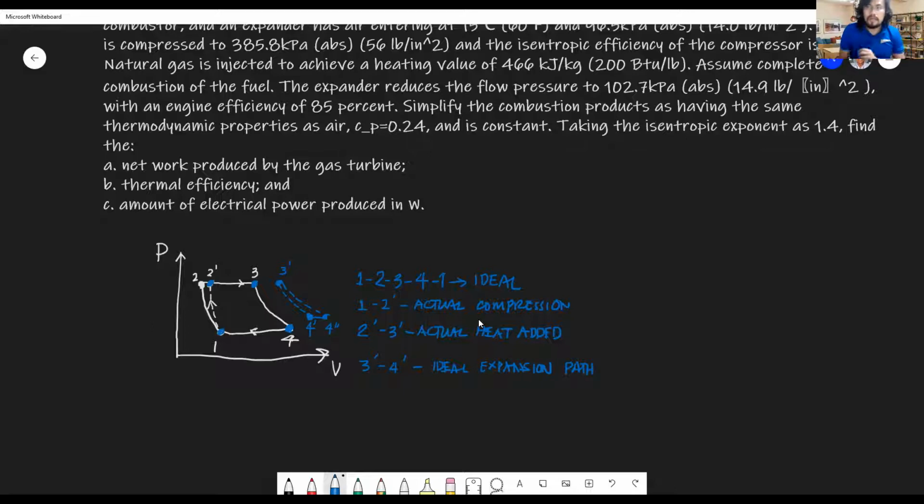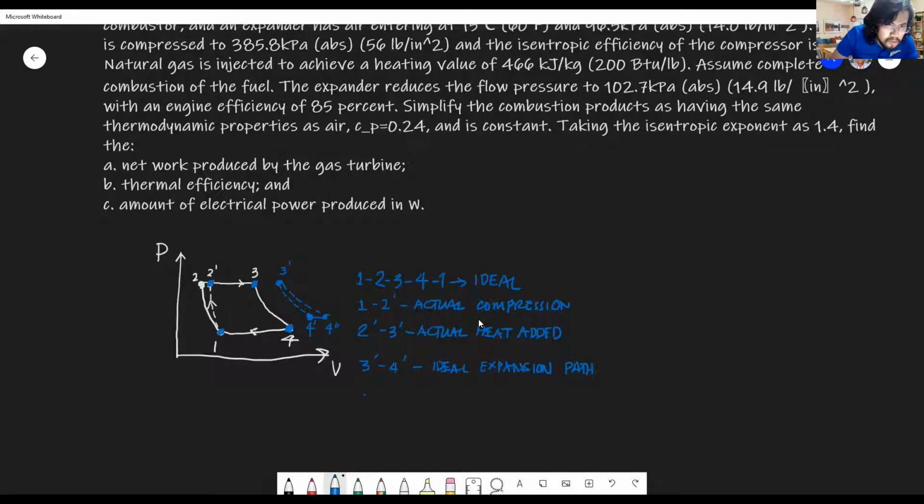But we have a 4 double prime. So the ideal work at ideal temperature is going to be, or we have a Cp. But there's an actual Cp difference that's going to happen because of the actual heat added. So let's try to put this in a TS diagram.